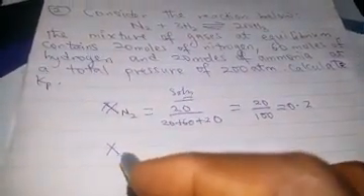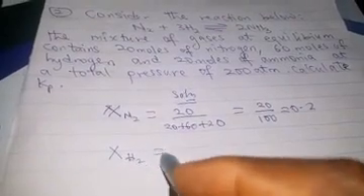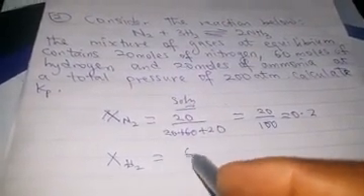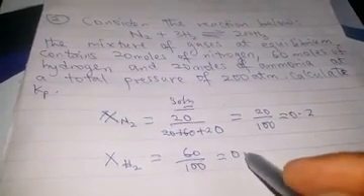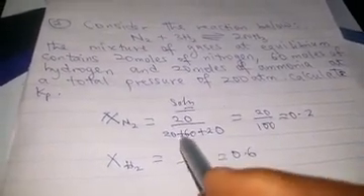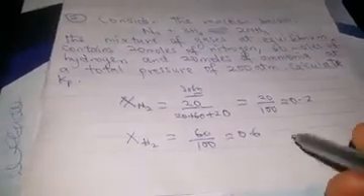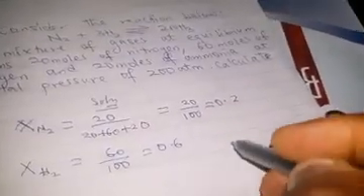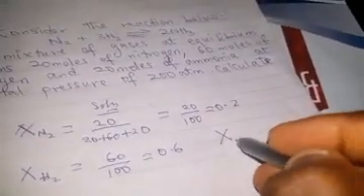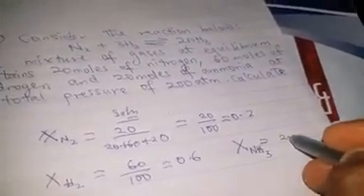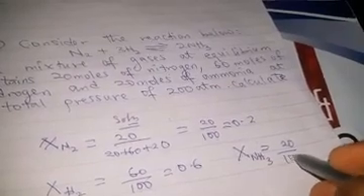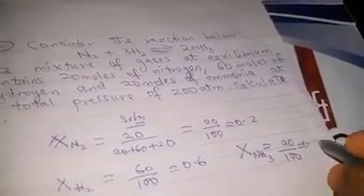Now the mole fraction for the next gas there is hydrogen. The number of moles for hydrogen is 60, so 60 all over 100. That would give us 0.6. 100 is the total number of moles. Then for ammonia, the mole fraction for ammonia is going to be the same, 20 all over 100, which is equal to 0.2.